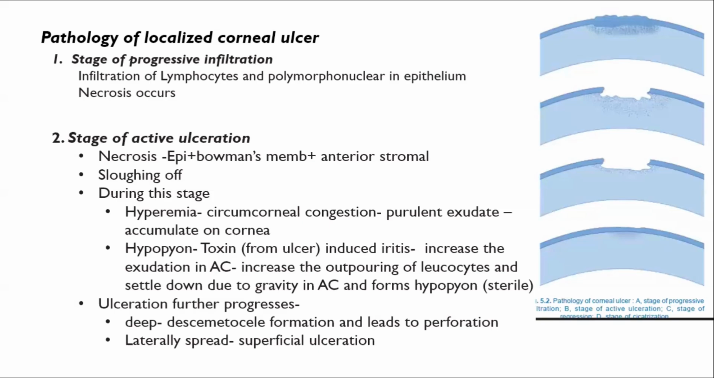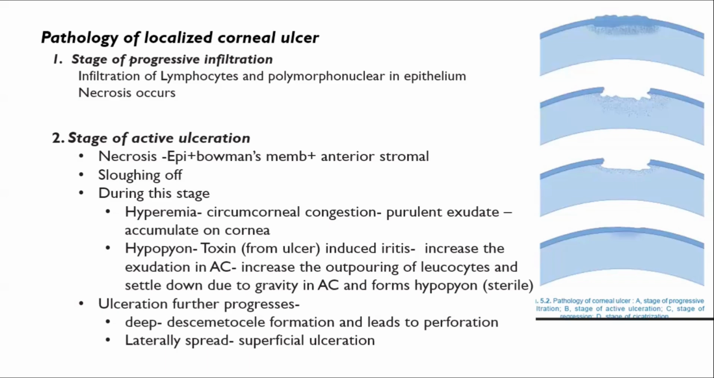During this stage of active ulceration, there will be circumciliary congestion, which results in accumulation of purulent exudate on the cornea. There also occurs a vascular congestion of the iris and the ciliary body and some degree of iritis due to absorption of toxins from the ulcer. Exudation into the anterior chamber from the vessels of the iris and the ciliary body may lead to formation of hypopyon. And if the ulcer is not treated promptly, it can progress further.